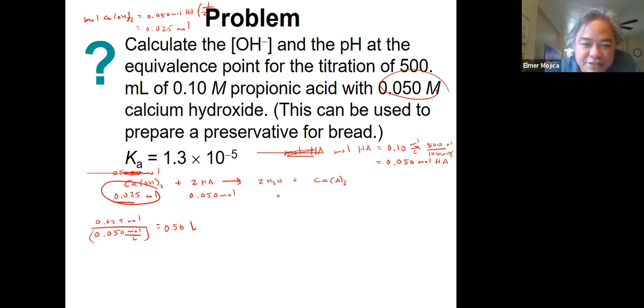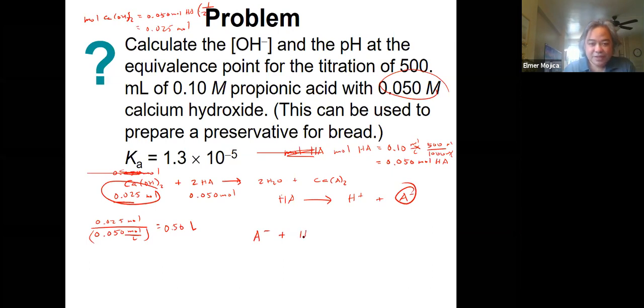Because what will happen to your HA? It thus dissociates to give you H plus and A minus. And which one of them will hydrolyze? Which one of these two will hydrolyze? A minus. So if that hydrolyzes, I will have a reaction: A minus plus H2O giving me HA plus OH minus. Do you follow?